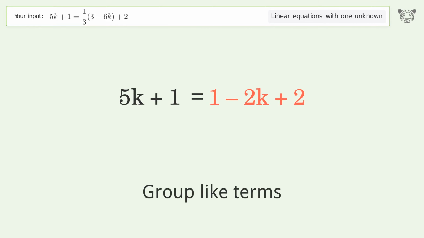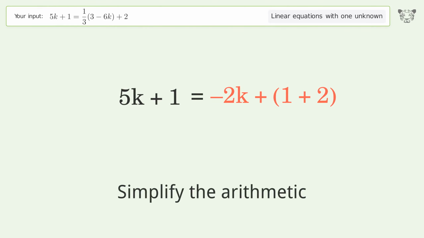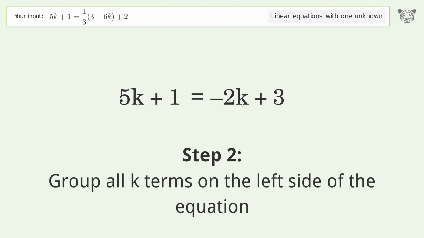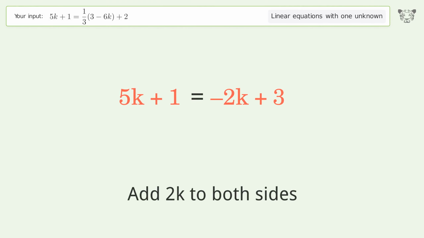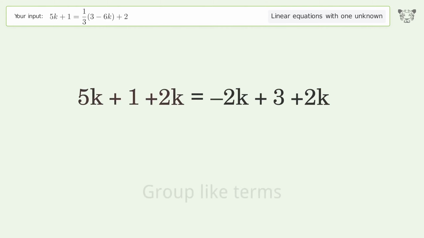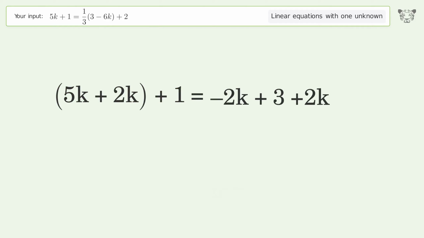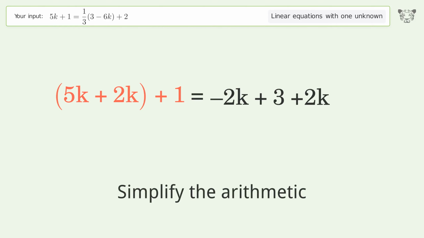Group like terms. Simplify the arithmetic. Group all k terms on the left side of the equation. Add 2k to both sides. Group like terms. Simplify the arithmetic.